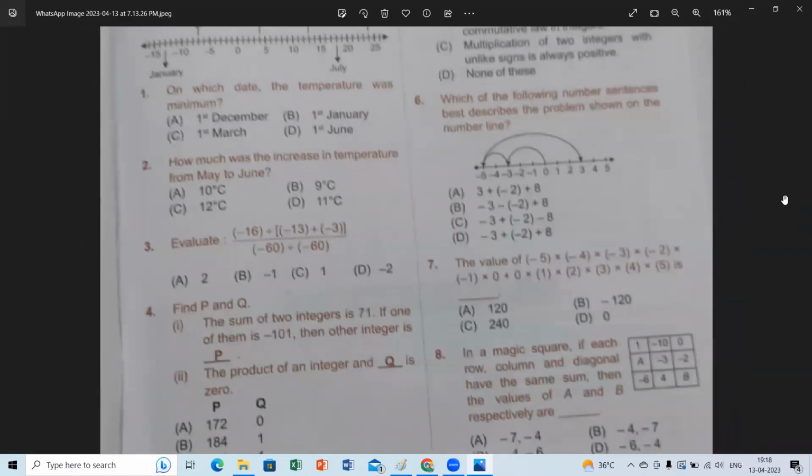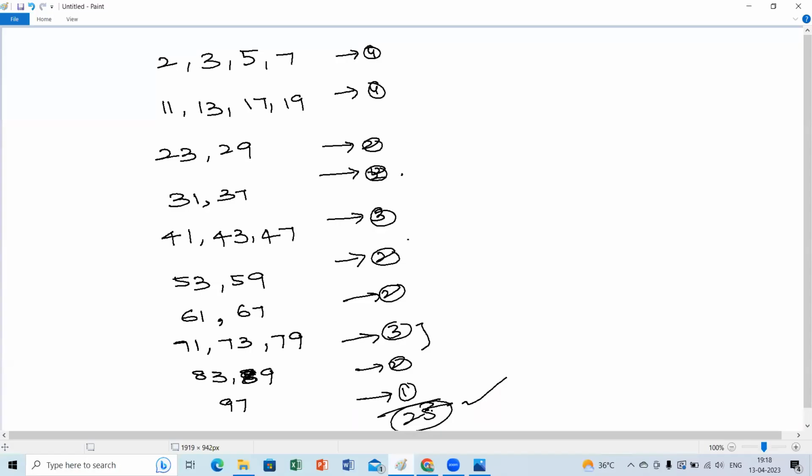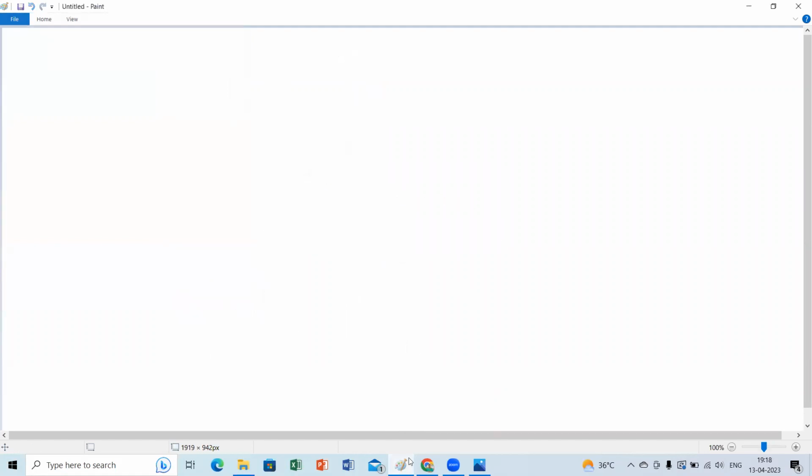Sum of two integers is 71. One of the numbers is minus 101. What is the sum of two integers?